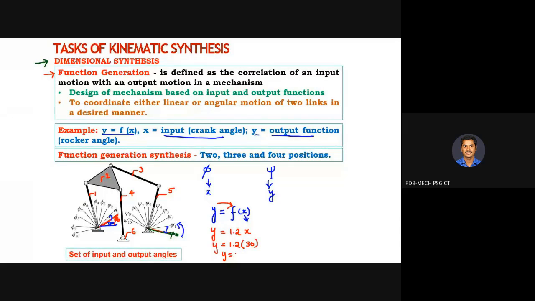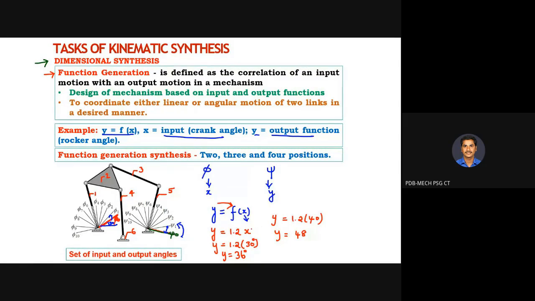How much? 36 degree. Correct? Is it correct? Yes, sir. Now my input angle is 40 degree. What is my corresponding output angle? 48. So the variation is happening. When the input is 30, my output is 36. When the input is 40, the output is 48.